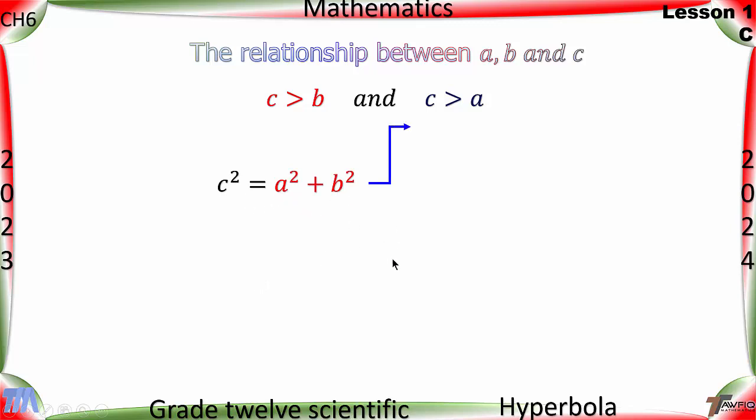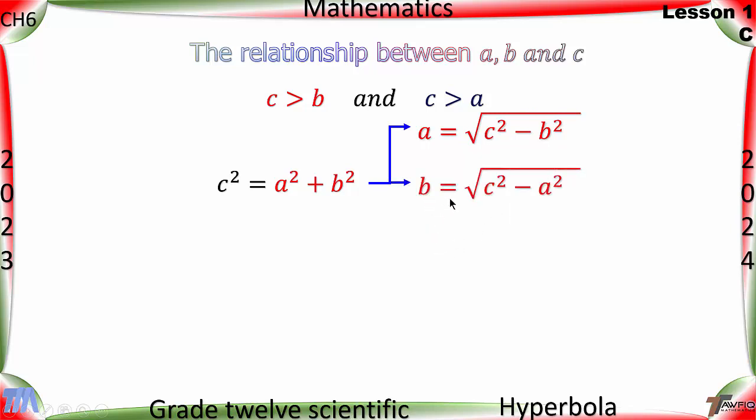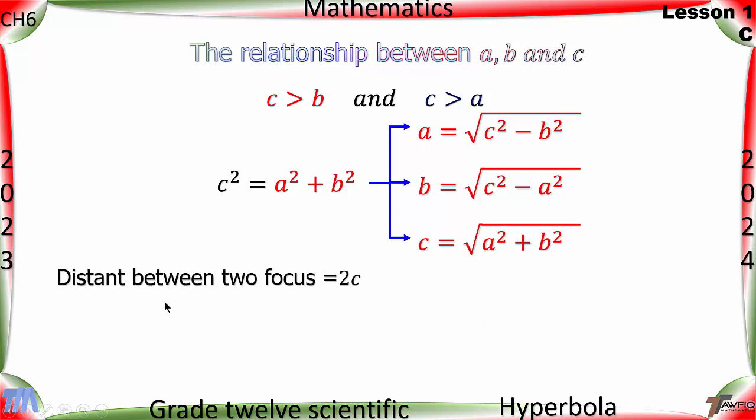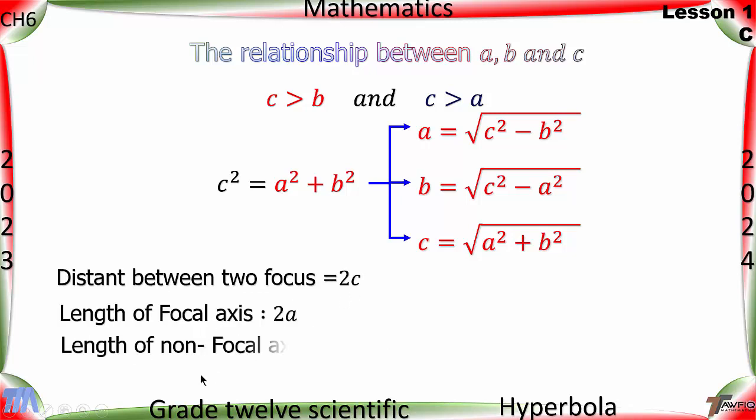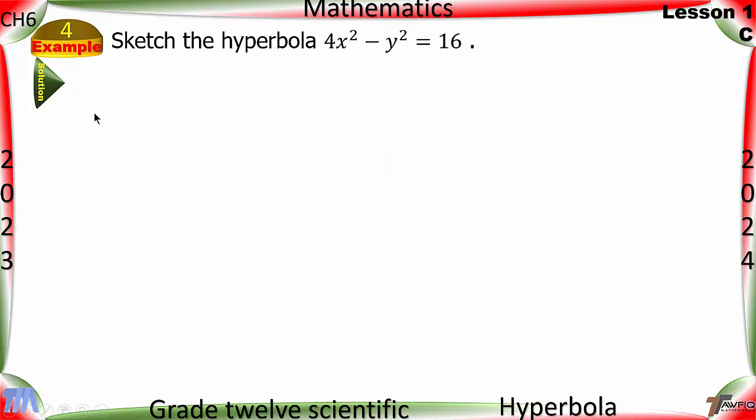Here we get three equations. One of them is a equals the square root of c squared minus b squared. And b equals the square root of c squared minus a squared. And c equals the square root of a squared plus b squared. The distance between the two foci is 2c, the length of the focal axis is 2a, and the length of the non-focal axis is 2b.